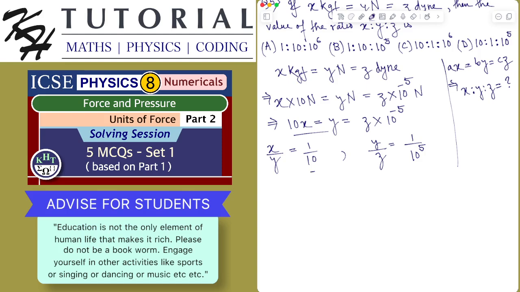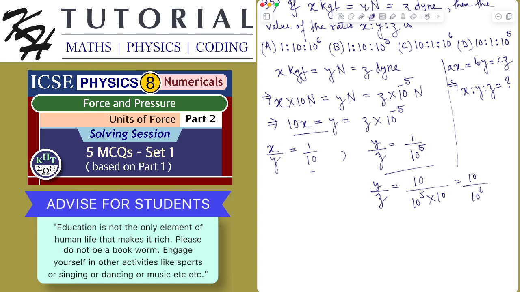We have to somehow make the value of y the same, then we can directly write what x is to y is to z will be. So I will try to make the value of y in this equation to be 10, that is, multiplying both the numerator and the denominator with 10. So I get y by z will be equal to 10 divided by 10 to the power 5 multiplied by 10, which is equal to 10 by 10 to the power 6.